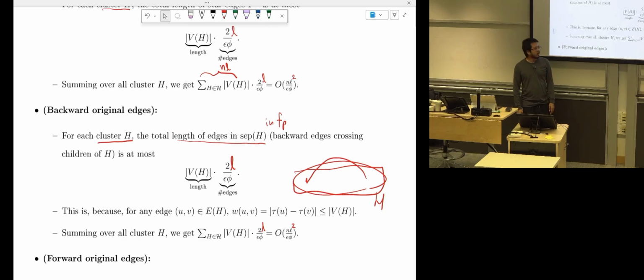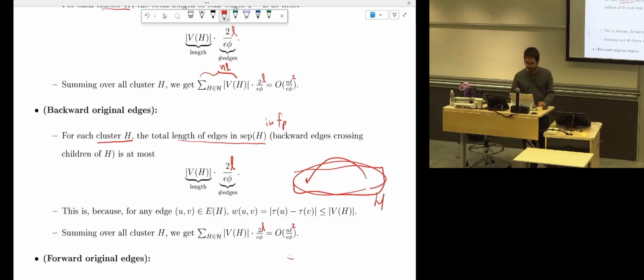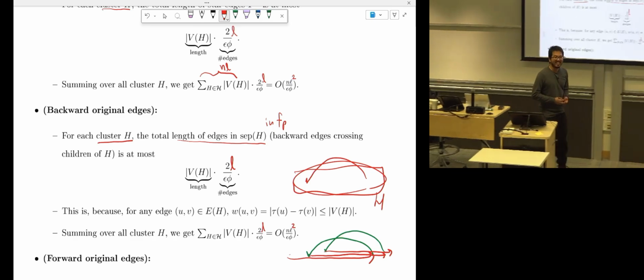Okay. But now I might use a backward edge. I might go forward, and then maybe there's some backward edge here. And then I will go forward again. And then I might need to use a backward edge, and then I go forward. What do you think should be the length of the forward edges in total? Is it n plus the length of backward edges? Exactly. How much we go back.